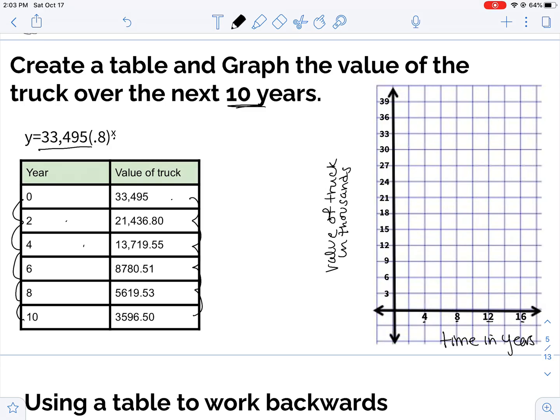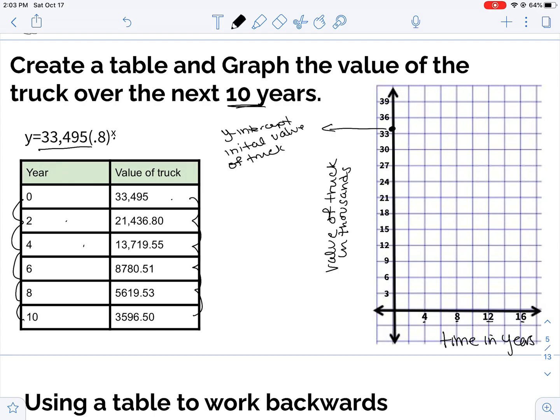And so 0, 33,495, I'm going to estimate is about right there. That is our y-intercept. So this guy here, he's our y-intercept. And that means that's the initial value of the truck. Okay, so that y-intercept is always your initial amount.